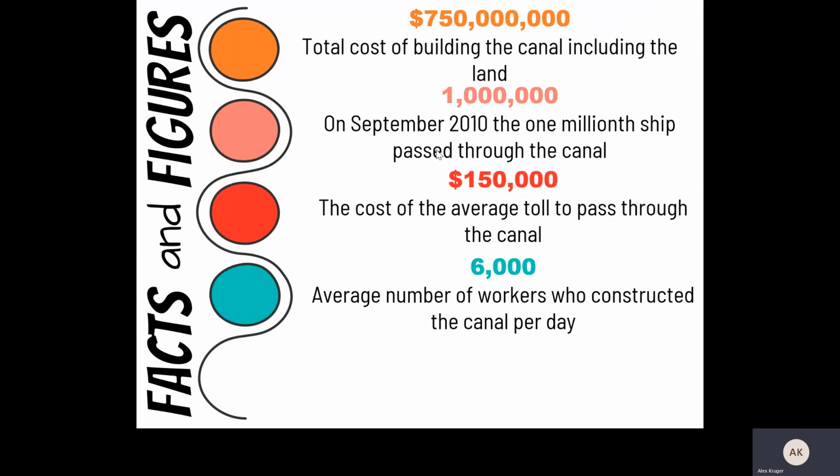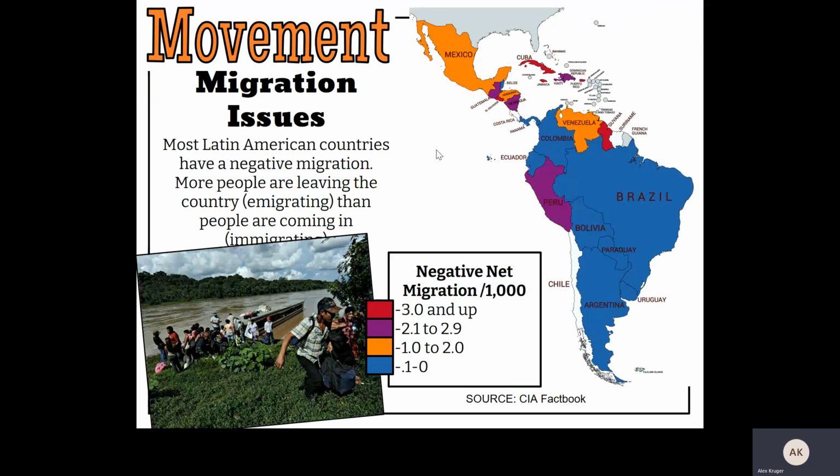Average number of workers who constructed the canal every day, 6,000 people on any given day were working on the canal, and 5,600 people died. I don't think that's including the French. I think a lot more Frenchmen died as well.